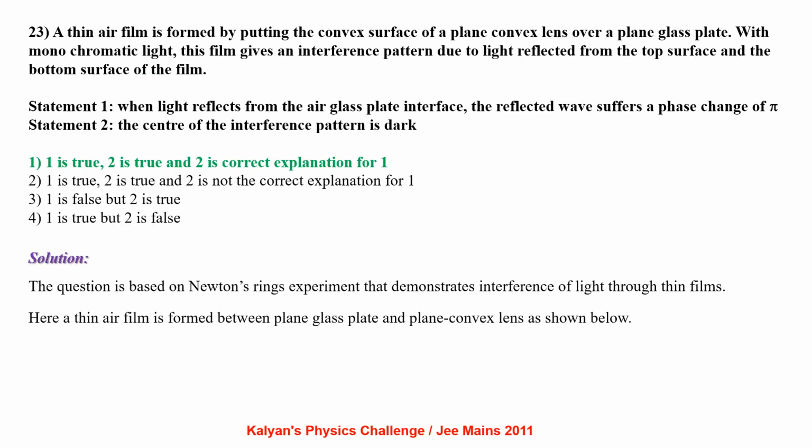A thin air film is formed by putting the convex surface of a plane convex lens over a plane glass plate. With monochromatic light, this film gives an interference pattern due to light reflected from the top surface and bottom surface of the air film. Now, statement 1: when light reflects from the air glass interface, the reflected wave suffers a phase change of pi. Statement 2: the center of interference pattern is dark. This question is regarding Newton's rings experiment that demonstrates interference of light through thin films. Here a thin film of air is formed between plane glass plate and plano convex lens as shown in the next slide.